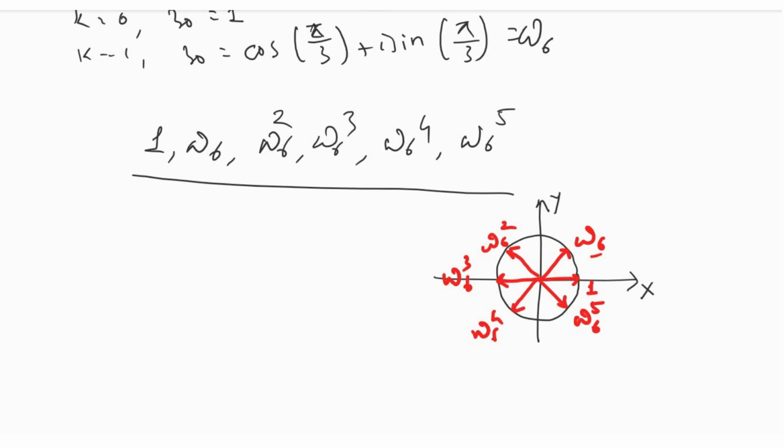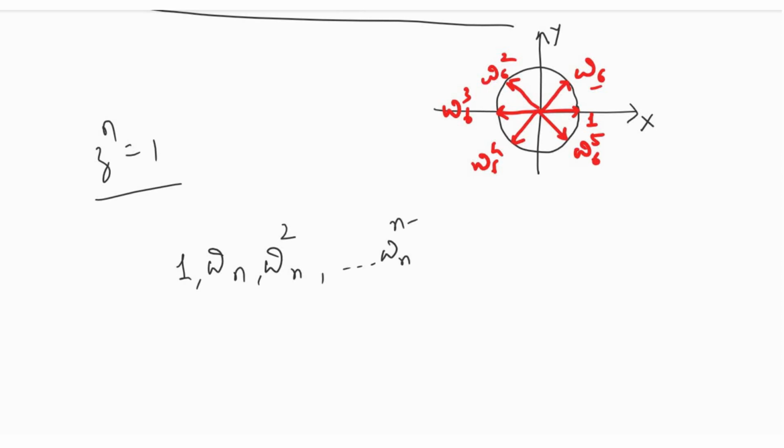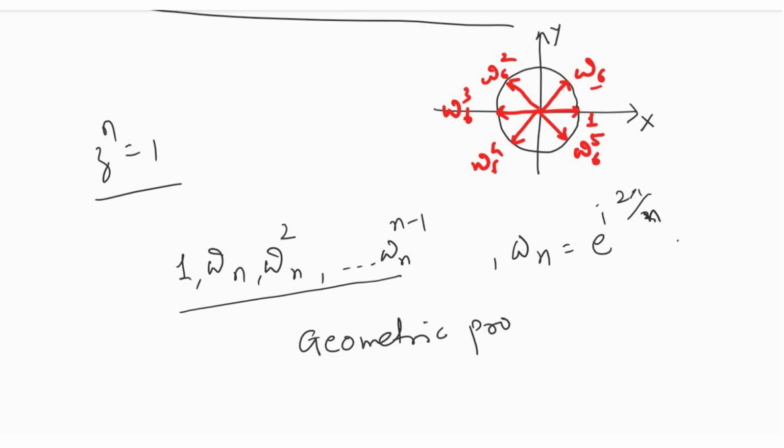Now in general, if you have z power n equal to 1, that means the nth roots of unity. So what are the nth roots of unity? In the same manner you can have 1, omega n, omega n square up to omega n power n minus 1, where omega n is e power i 2 pi by n. Now from this what we can say is these nth roots of unity are in geometric progression. The first thing to notice is they are in the geometric progression.